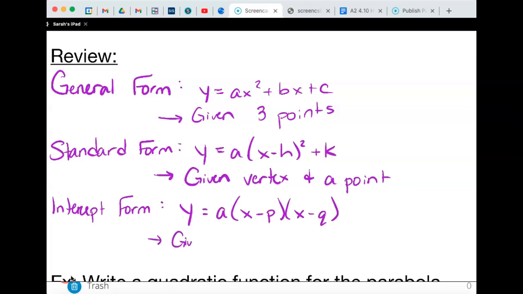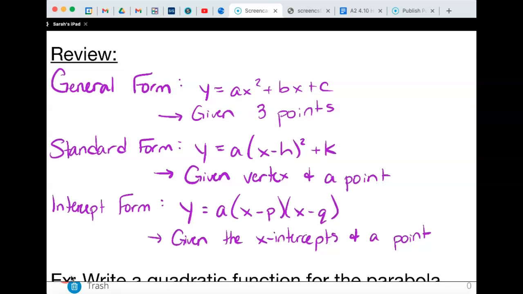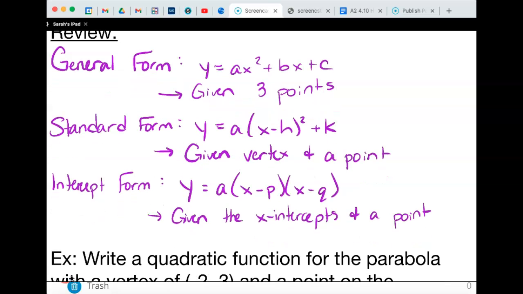You need to be given the x-intercepts. Once you know the x-intercepts, then that replaces the p and the q value, but you still need to know what the a value is. So we need an additional point as well. So standard form and intercept form won't be too bad. General form is like a monster, so brace yourselves. We're going to do one of each.